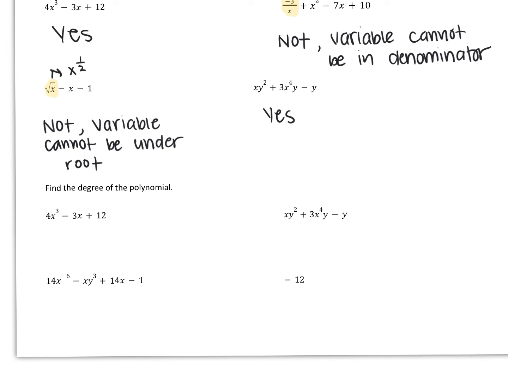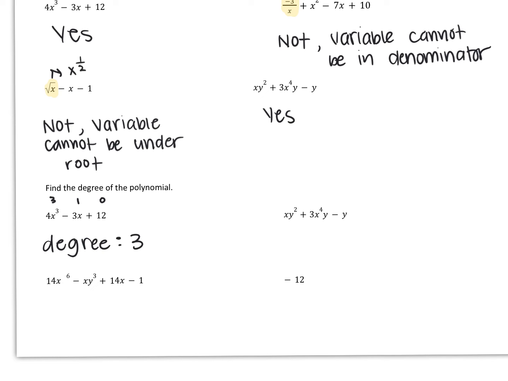Now we're going to practice finding degrees. Each term in an expression has a degree, a power, and the degree of the polynomial is the highest one out of all of those. So 4x cubed minus 3x plus 12. The 4x cubed has a power of 3, 3x has a power of 1, and constants technically have powers of 0. My degree is the biggest one, which in this case is 3.